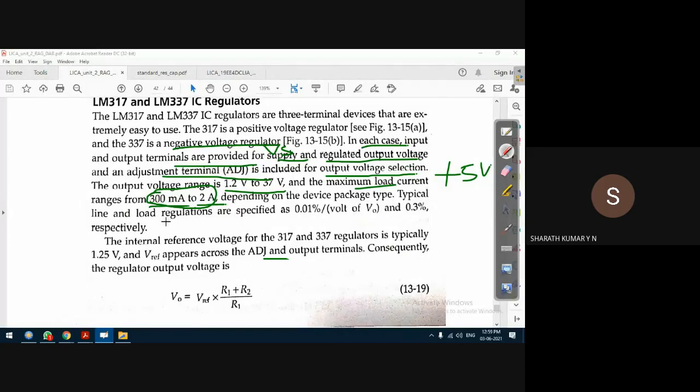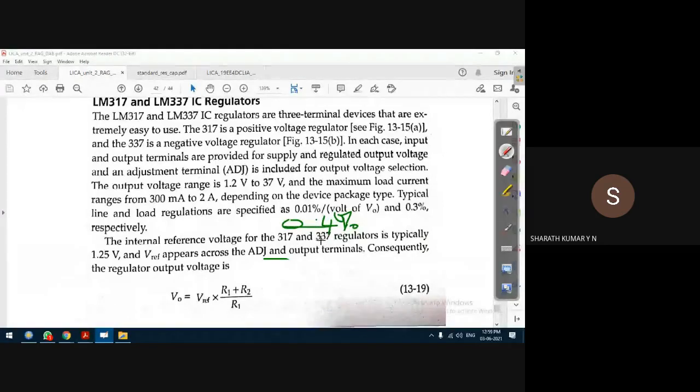Typical line and load regulations are specified as 0.01% for output voltage V0, and 0.3%. So line regulation is 0.01%, load regulation is 0.3%. If you observe, line regulation was around 0.4% in the earlier worked example. It was 0.4%, which is very high. But these IC voltage regulators give lower line regulation. Ideally, this could have been 0. The lower the line and load regulations, the better the performance of the regulator.